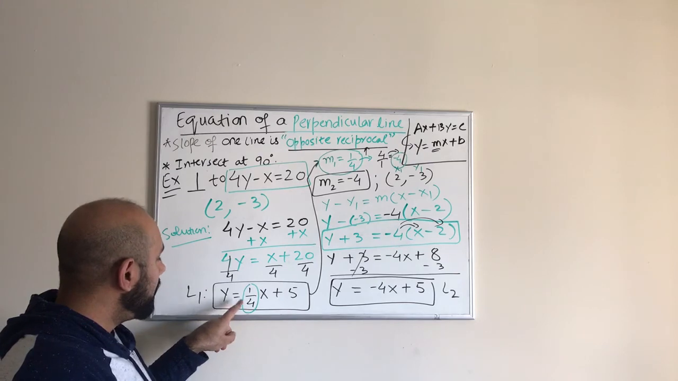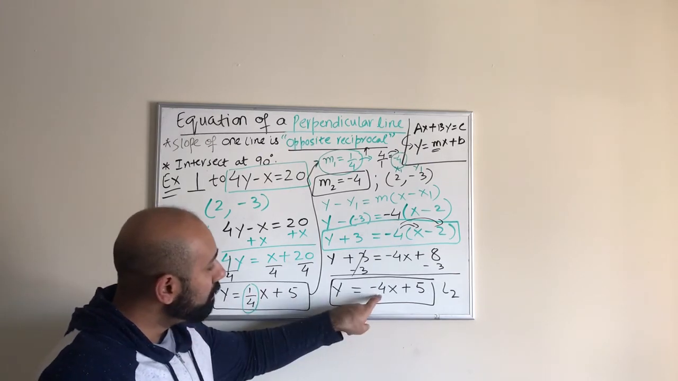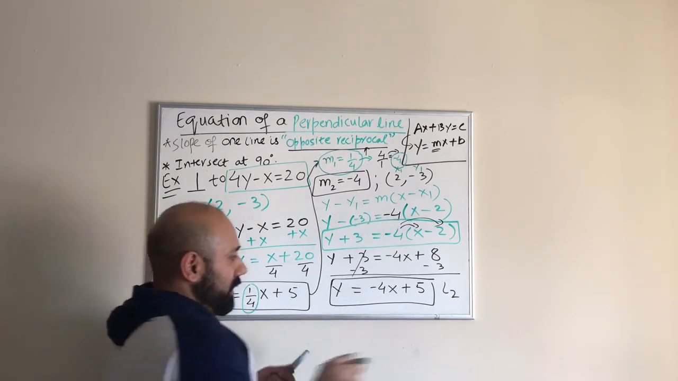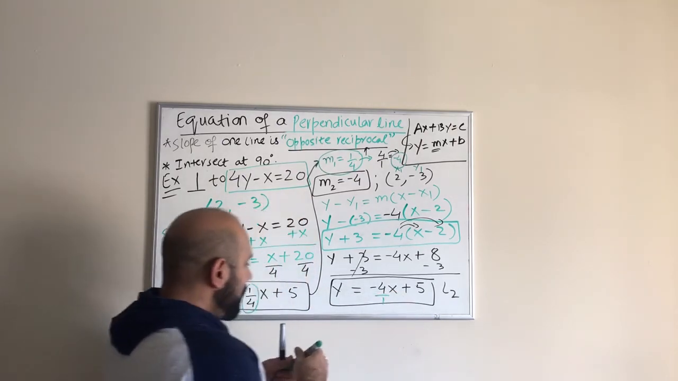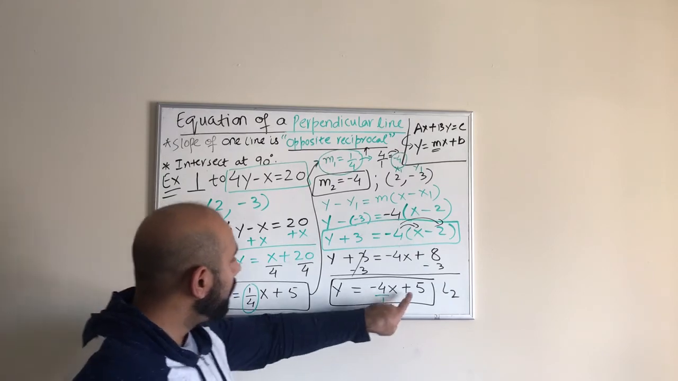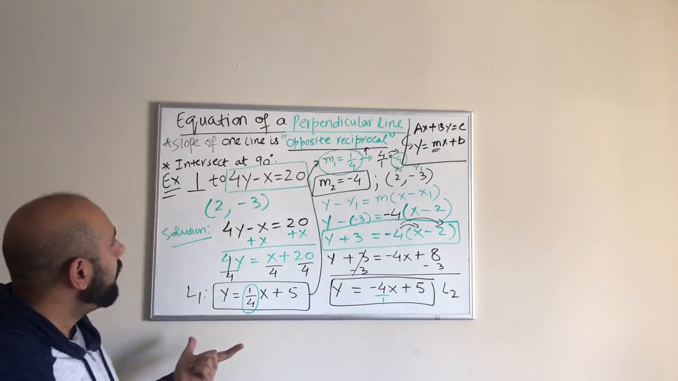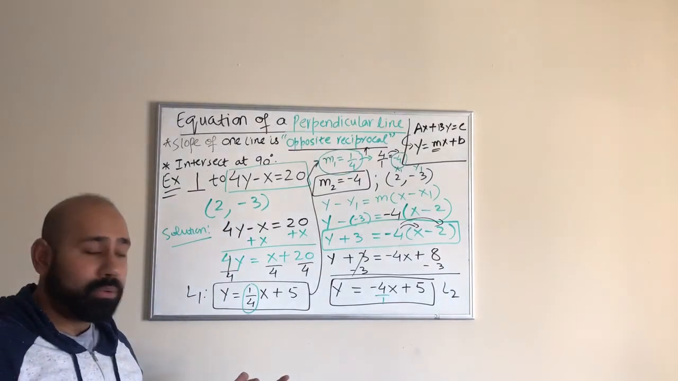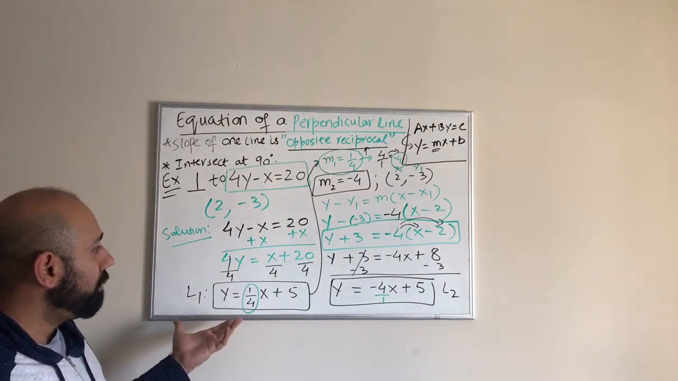So look at these two lines. Here the slope is 1/4. Here the slope is -4. And if you like to put that invisible 1, you can put it. So they are opposite reciprocals. And then the y-intercepts are the same here, and sometimes they could be the same, but they don't have to be the same all the time.